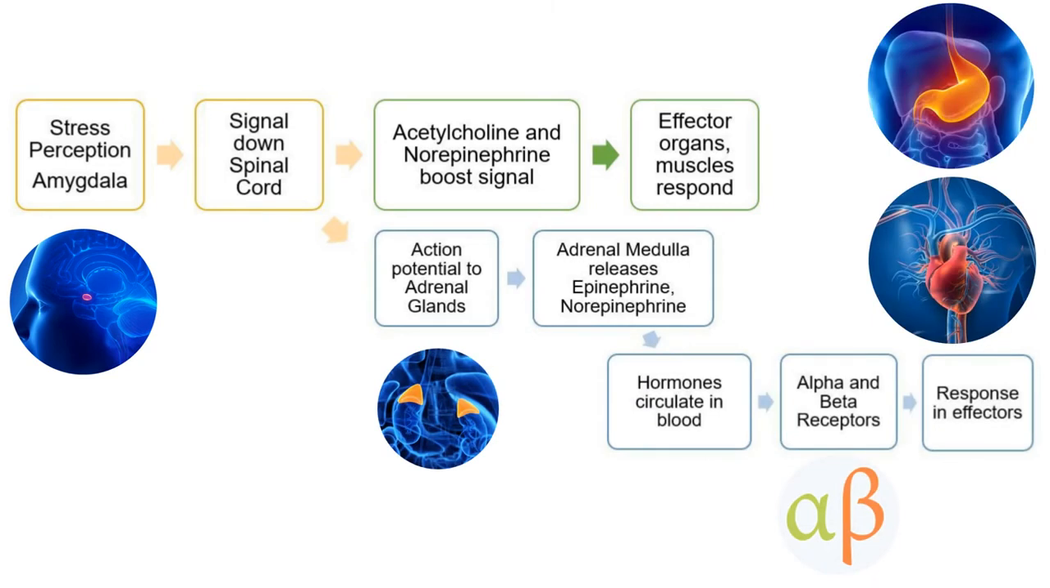The second thing that occurs is that the action potentials go through a set of nerves that innervate the adrenal glands, which sit on the kidney. Here, they stimulate the adrenal medulla to release epinephrine and norepinephrine hormones, which circulate in the blood. These hormones attach to alpha or beta cells on effector smooth muscles. Alpha receptors contract smooth muscle and beta receptors relax them.